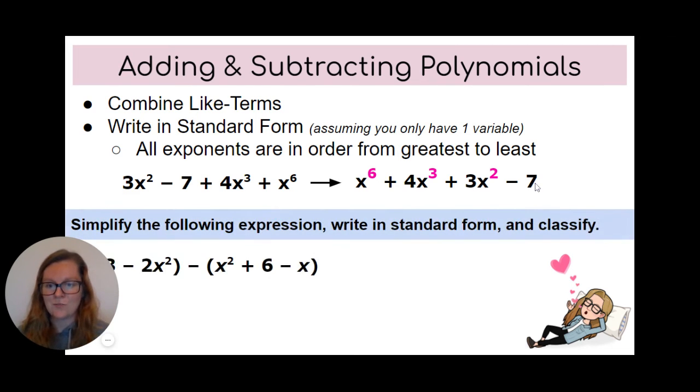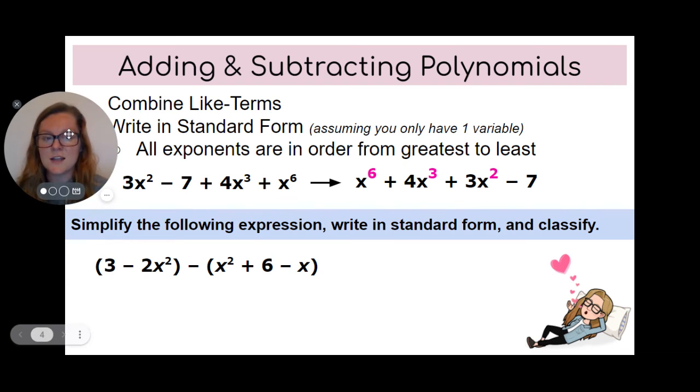Okay, we got one more to go. So I want you guys to simplify this, write it in standard form, and then classify it by degree and by the number of terms. So first we're going to simplify. I'm looking here and I see parentheses. I have a negative in front of it, so I'm going to go ahead and distribute this negative.